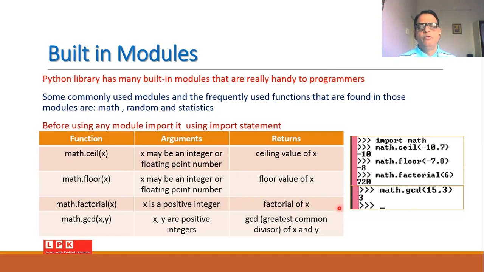Also, whenever you want to determine the greatest common divisor, GCD of x and y, then you can make use of the function math.gcd(x, y), where x and y are positive integers, and it will return the greatest common divisor of x and y. So math.gcd(15, 3) will return me a value 3.